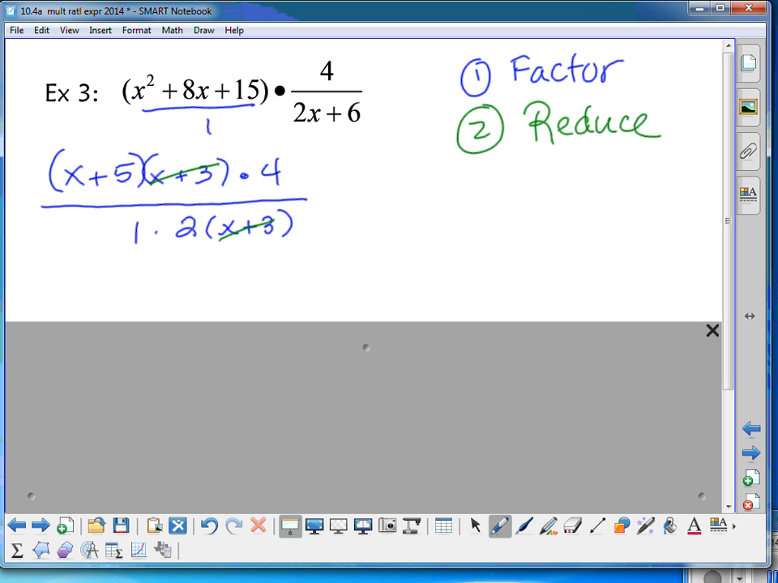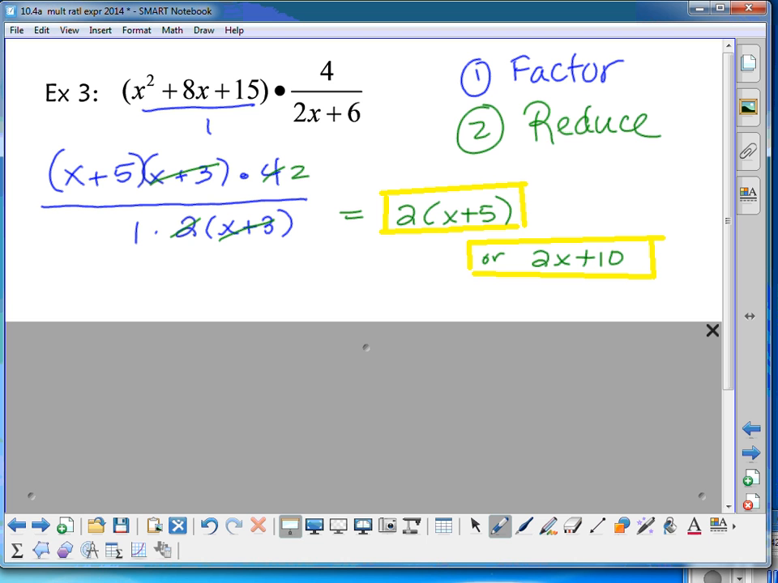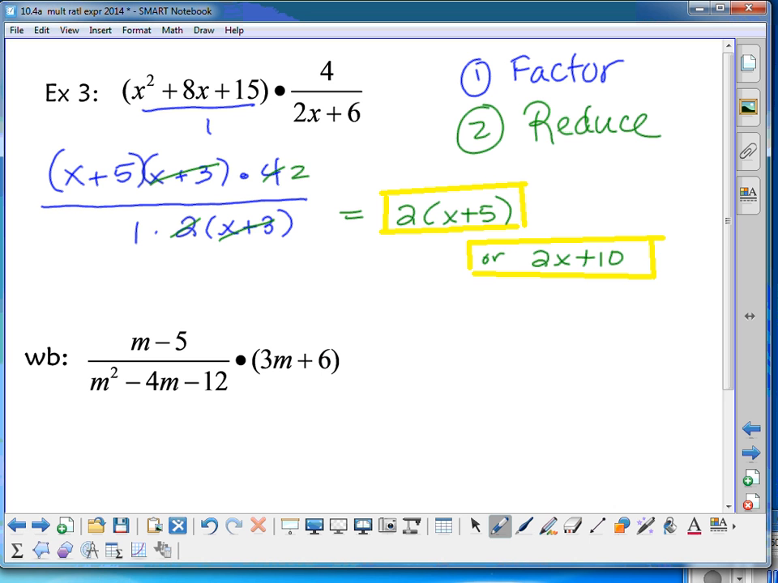Is there anything else that will reduce? Right, 2 goes into 4 2 times. So I'm left with 2 times x plus 5. And there's nothing left on the bottom, so I don't need to write it as a fraction anymore. You can leave the answer like that, or if you want to, you can go ahead and distribute. Either one of those would be a correct answer. I usually just leave them factored like that, but if you like to multiply them out, you can. Okay, any questions? All right, here's one for your whiteboards.